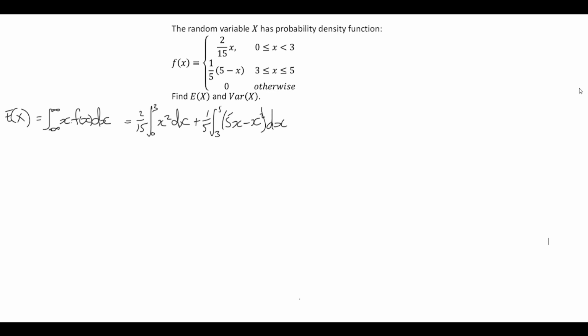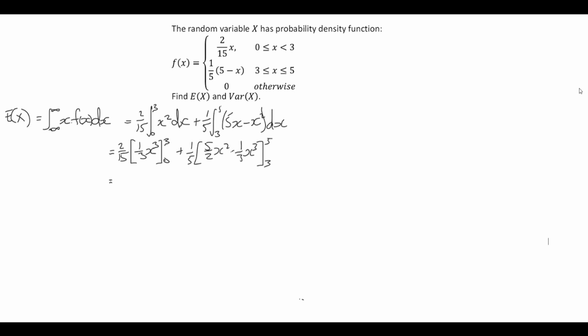Okay, so I might just speed this up to go through. You should really be able to process this yourself at this stage of the course, but I will walk you through exactly what I'm doing as well. So I've got 2 over 15, and when I integrate, I'm going to get 1/3 of x cubed, limits 3 and 0. I've got 1 over 5, and when I integrate, I get 5 over 2 x squared minus 1/3 x cubed, and here are the limits 5 and 3.